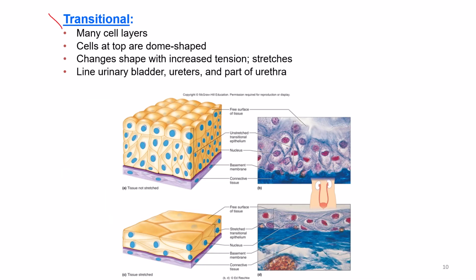Next type of tissue is transitional tissue. This does have many cell layers. It's different than the stratified squamous because here the top cells are round. But with stratified squamous, the top cells were flat. So here we can underline the cells at the top are dome-shaped. This tissue allows for stretching. The locations are the bladder, ureters, and part of the urethra.